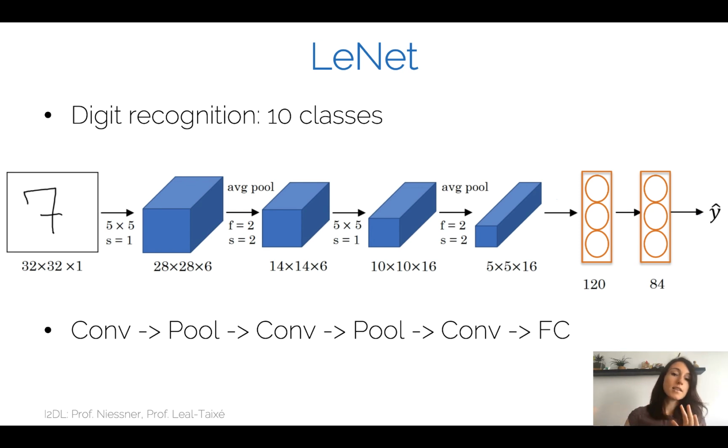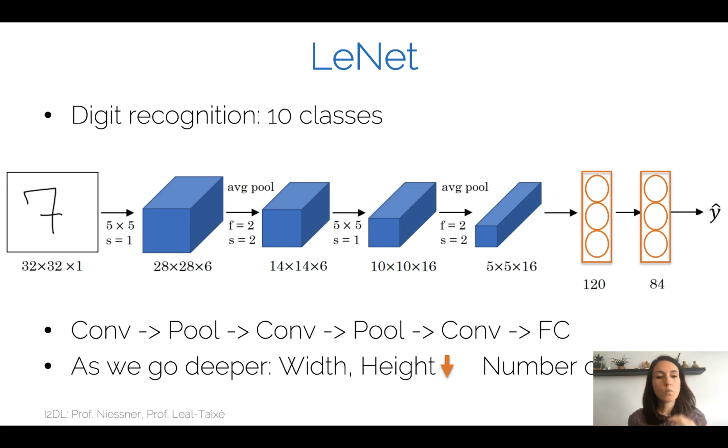And of course, this can get incredibly deep. In LeNet, this network was not so deep, and the input was also smaller. But in architectures nowadays, as we will see in this lecture, this can get to really a lot of layers of convolutions and poolings.